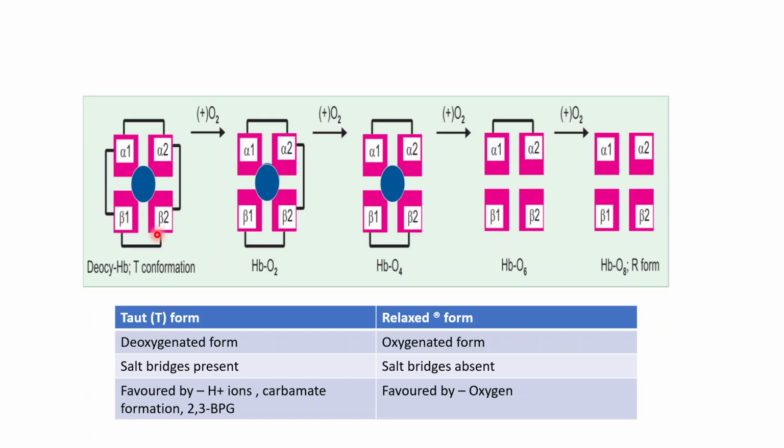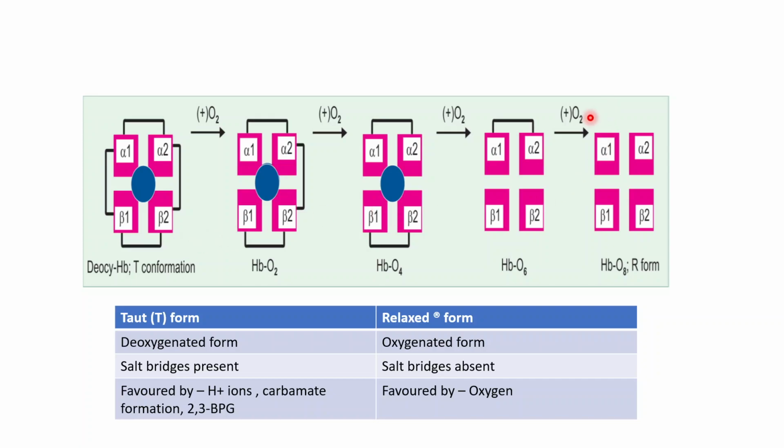Now we have T form or a taut form that is seen in deoxygenated hemoglobin, whereas the oxygenated hemoglobin consists of R form. So why is T form known as T form, and R form known as R form? Because in T form you have the presence of these salt bridges or bonds which are in between the polypeptide chains and between alpha and beta polypeptide chains. So these salt bridges or bonds is what makes the hemoglobin taut, and this is seen under deoxygenated condition. So deoxygenated hemoglobin has salt bridges, and that is why it is known as taut form.